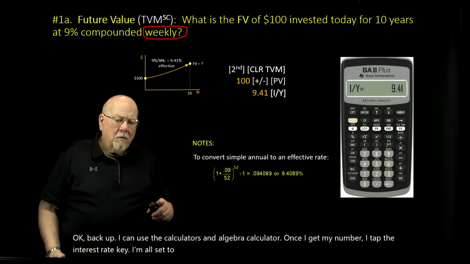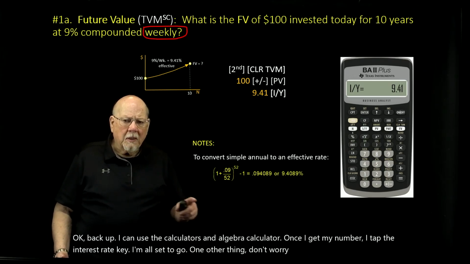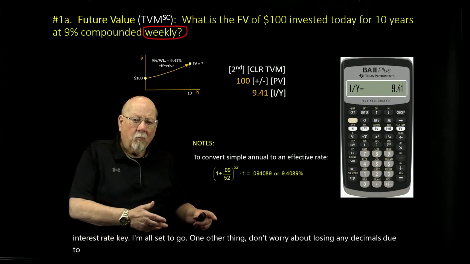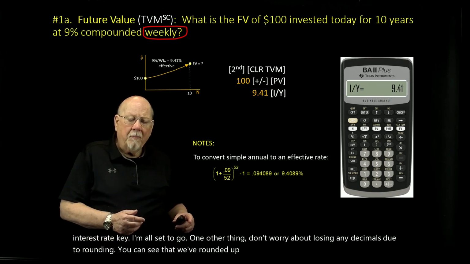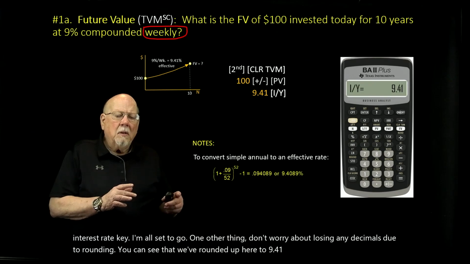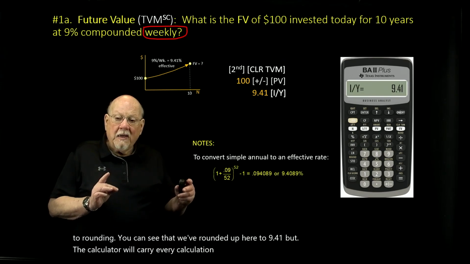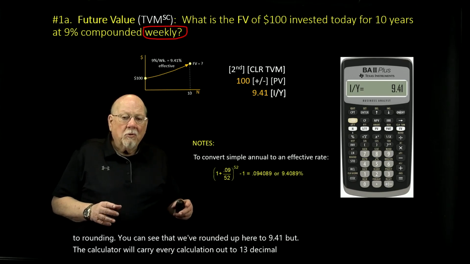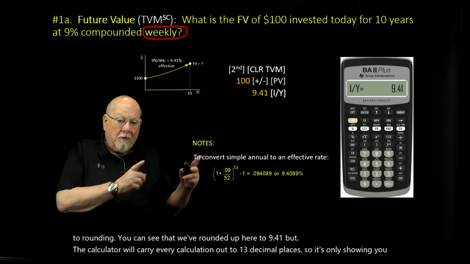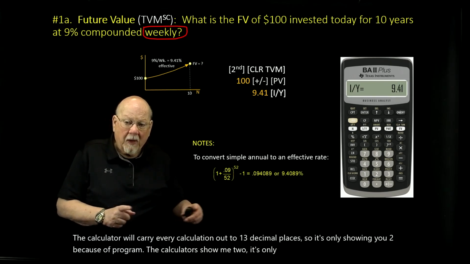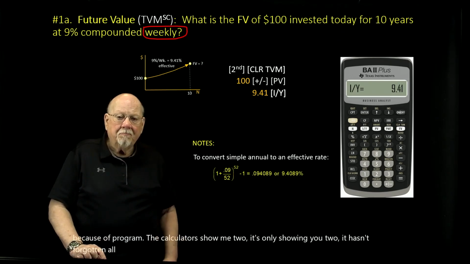One other thing, don't worry about losing any decimals due to rounding. You can see that we've rounded up here to 9.41, but the calculator will carry every calculation out to 13 decimal places. So it's only showing you 2, because I've programmed the calculator to show me 2. It hasn't forgotten all the decimals behind it.